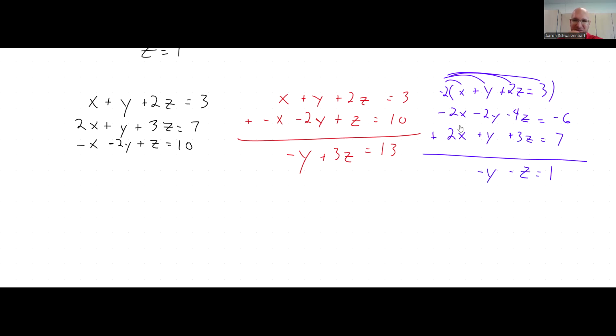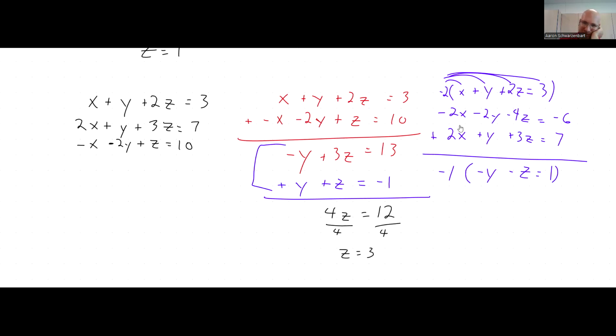I'm going to multiply all of this by negative 1 and combine it with my other red equation here. So if I multiply it by negative 1, things will eliminate when I add. I'm adding these two. 4z equals 12. When I divide by 4, I get z equals 3.